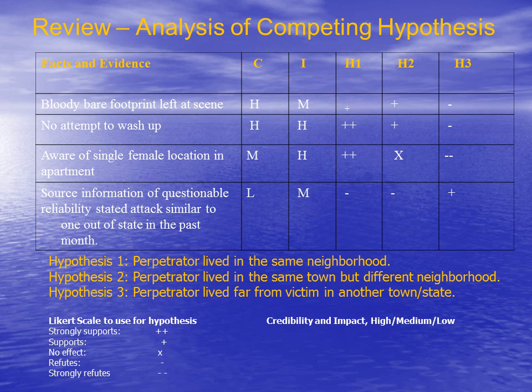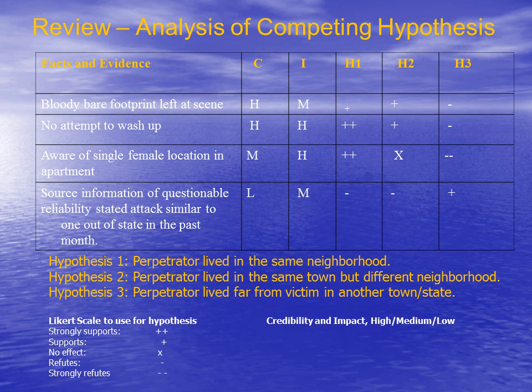Now, when we look at this particular hypothesis, we have an investigation. Law enforcement has done an investigation relative to a crime that has occurred. And so three hypotheses have been generated. The perpetrator lived in the same neighborhood, the perpetrator lived in the same town but a different neighborhood, and the perpetrator lived far from the victim in another town or state. The investigators want to know exactly whether this guy's a local guy or whether he's somebody that lives somewhere else. So that's what they're trying to determine by going through this process.